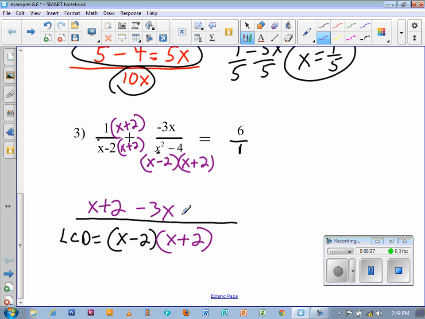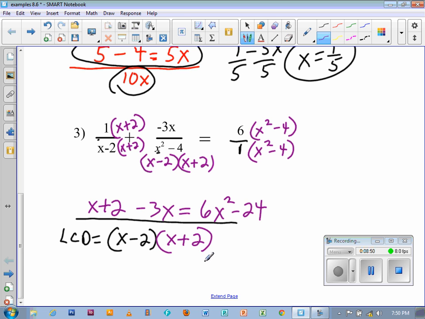Our last fraction needs everything. We got a 1 there, so we're going to have to multiply by x. And I'm just going to multiply it back together again, x squared minus 4. That would be the easiest way to distribute this out. Again, this is the same as x minus 2 and x plus 2. And that's going to give us 6x squared minus 24.